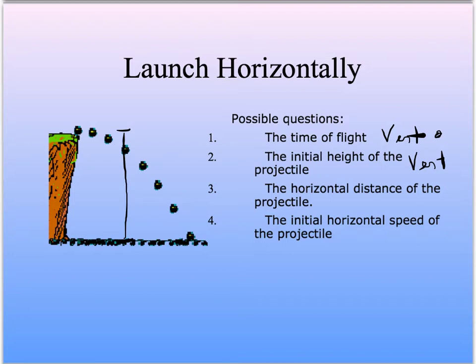3, you could be asked the horizontal distance of the projectile, that is, the distance from the edge of the cliff to where it lands. Or you could be asked to find the initial horizontal speed of the projectile given that it flew some distance. So you know that delta dx, and you're tasked with finding how fast it was going initially.